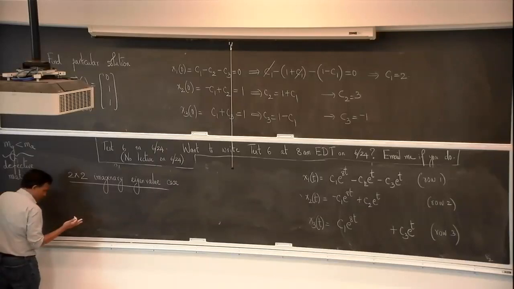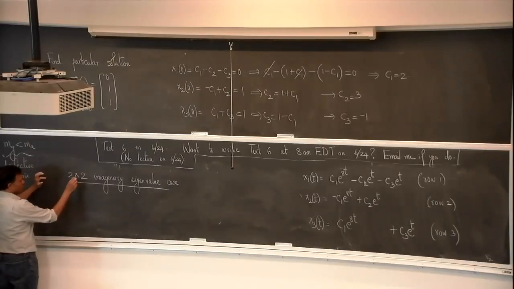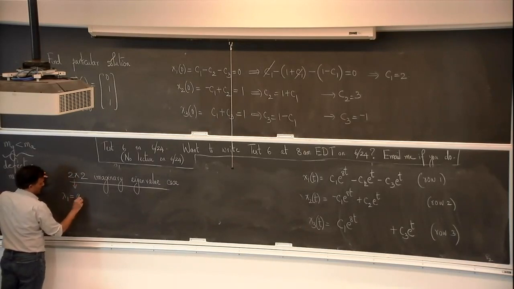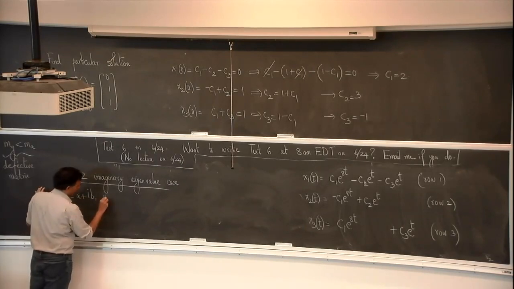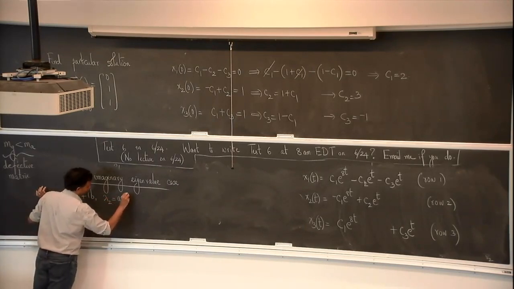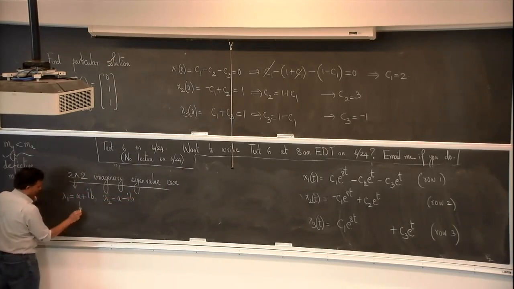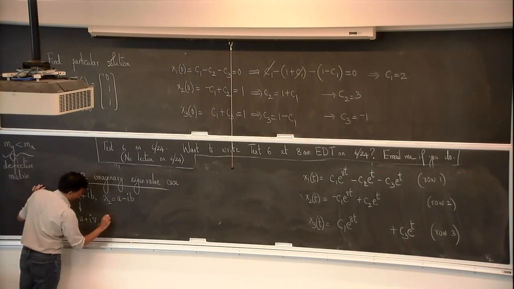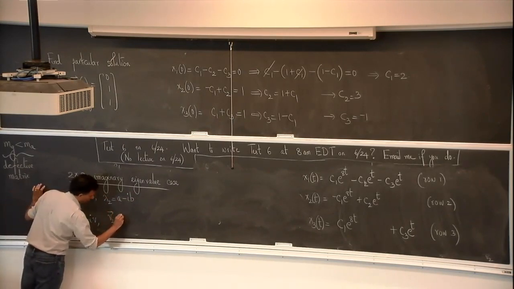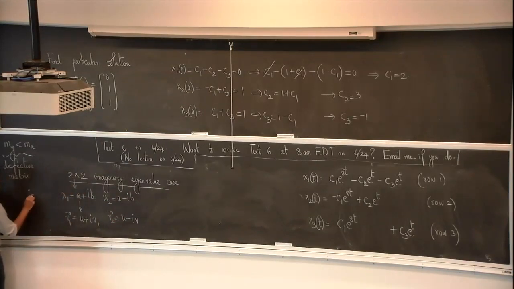Yesterday we mentioned something about this. If you have a 2 by 2 matrix with eigenvalues of A plus IB, then the second one has to be A minus IB. And if you know the eigenvector for this, V1 equal to U plus IV, then the eigenvector for this would be U minus IV, where I is the square root of -1 and I squared is -1.